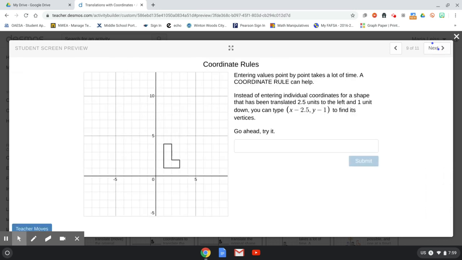This one is not a requirement, but it's good to try to write that rule, and it'll help tell you if you're correct. Instead of entering individual coordinates for a shape that's been translated, you can type this rule to find its vertices. So what they want you to do is type that rule and watch what happens. So type that rule, hit submit, watch what happens.